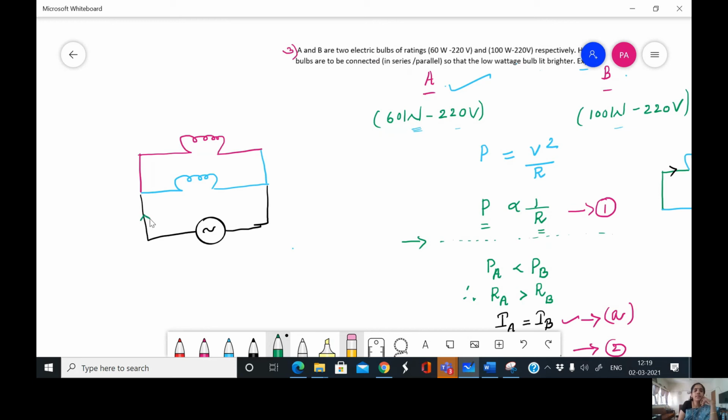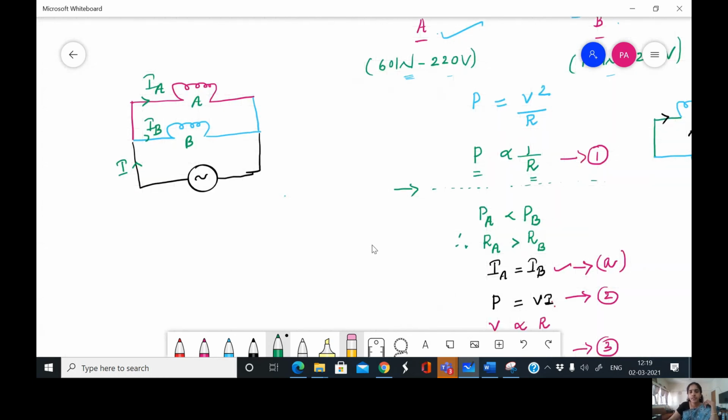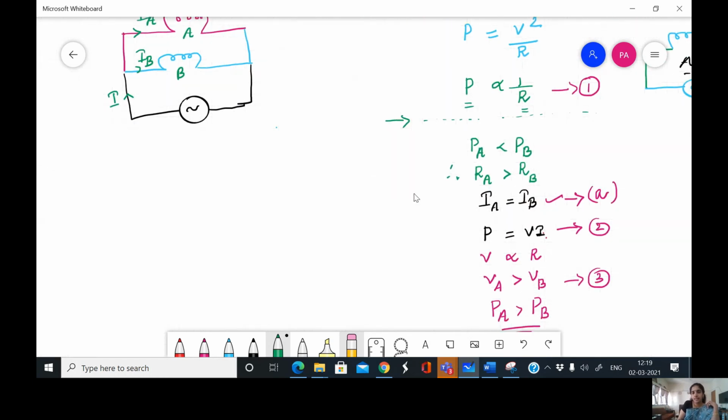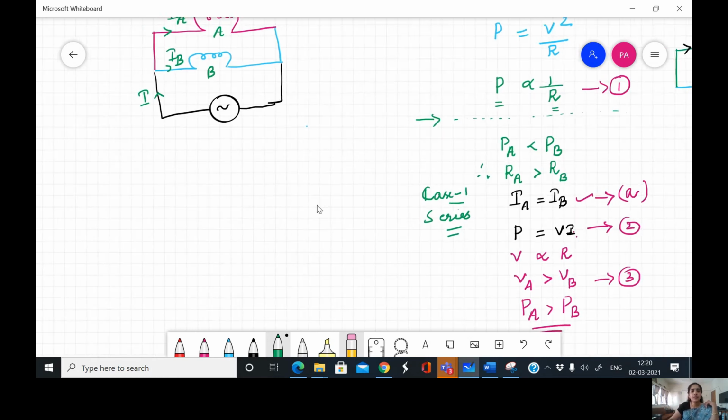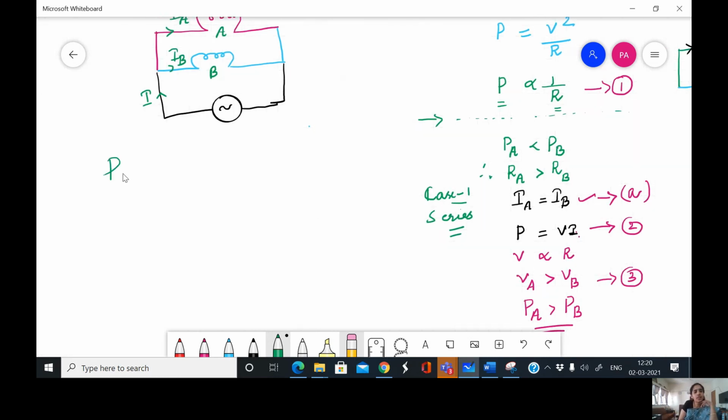Okay, so here, suppose current starts flowing from here. Then current through, let me call this A and this B. Current through this one is IA, this is IB. And voltage is the same for both the bulbs. Here you can write the heading, where we started the series connection. Yes, here you write Case 1, or you can write series connection. And then here we are going for the second one, that is parallel connection.